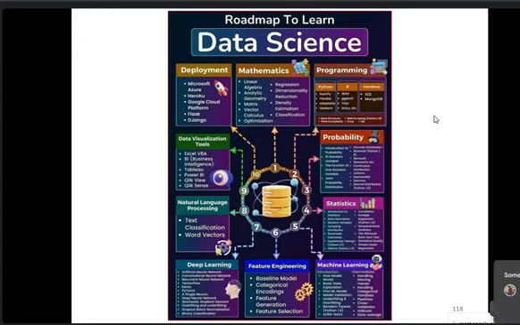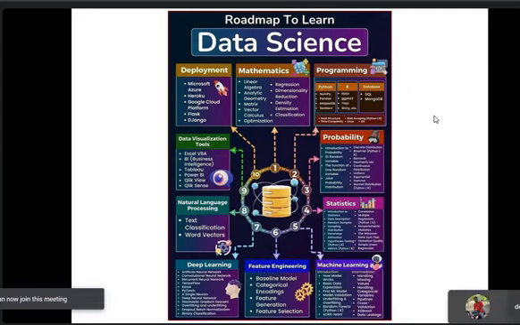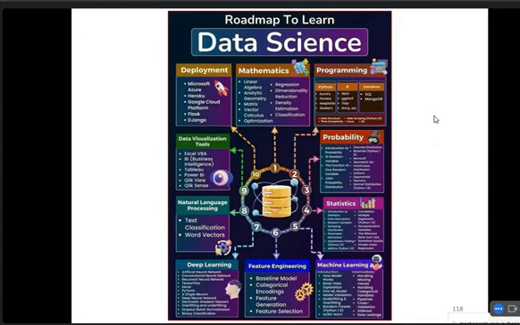Then we are handling categorical variables, like suppose a person is married, unmarried, or divorced. This is called a categorical variable. What is a variable, Ramchandra? How can you define a variable?